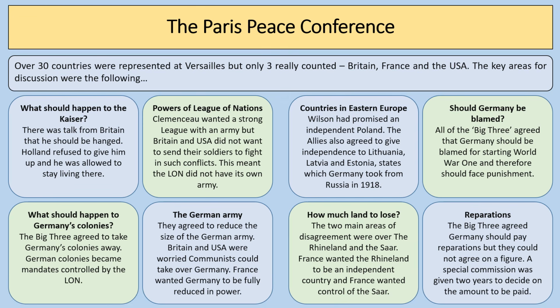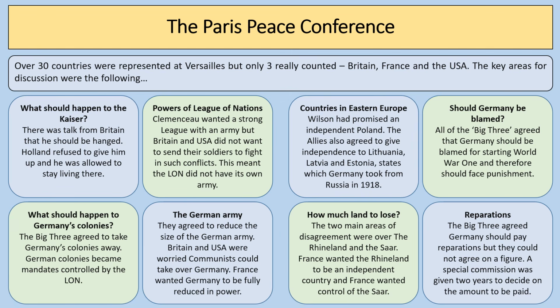And these are the key issues that they're debating and discussing at the Paris Peace Conferences. So first of all, what should happen to the Kaiser? People in Britain are saying that he should be hanged. The Kaiser actually went to Holland after the First World War, and they refused to give him up, and he was actually allowed to stay living there until his death.